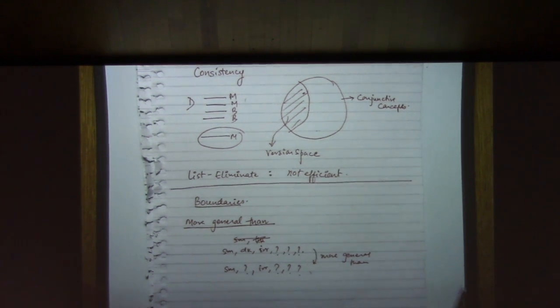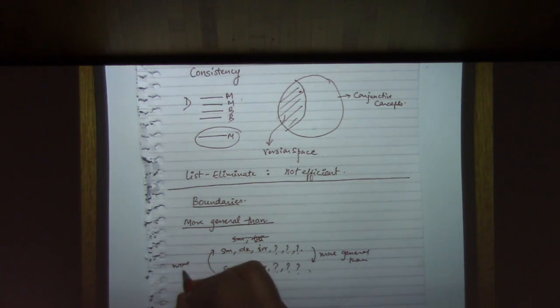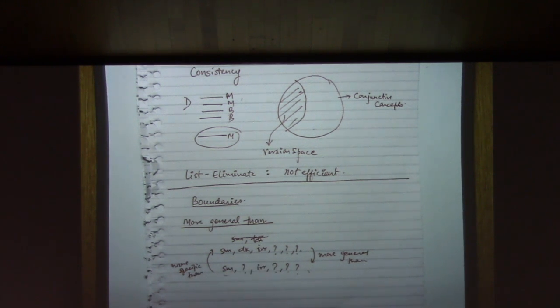And then you also have a similar definition for more specific. So for example, let's say it's symmetric. This hypothesis is more specific than this one, because it has more specifications. It's more restrictive. You can think of it that way.